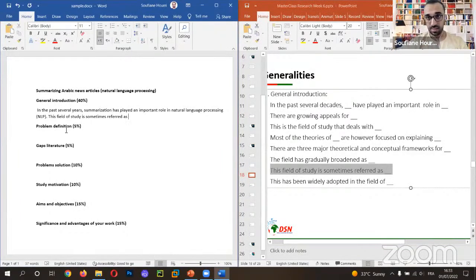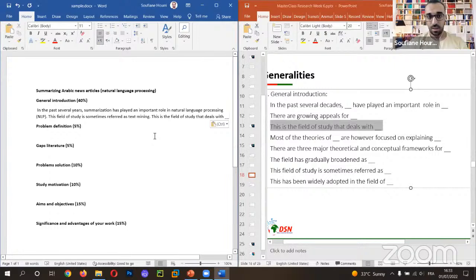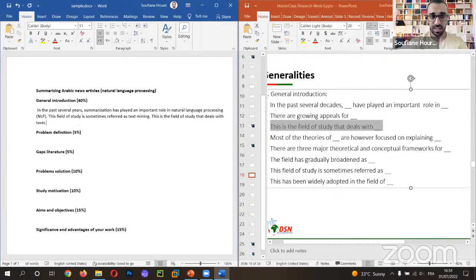We have, of course, sentiment analysis. We can say, for example, text mining. This is just an example, just to show you how I can combine these ones. Okay, so for example, this field studies with. Here I can put this phrase, to give an introduction. What is sentiment analysis? This is the field of study that deals with, for example, text. So just a simple one, okay? And I can continue like that.